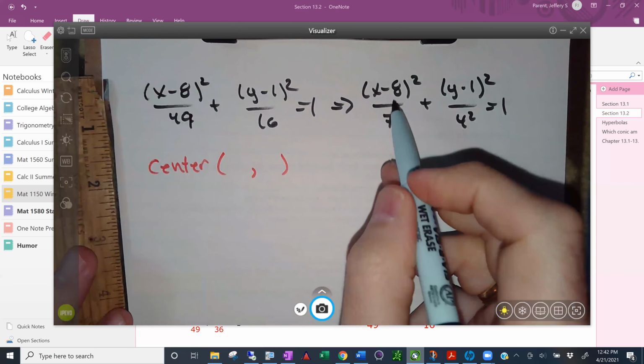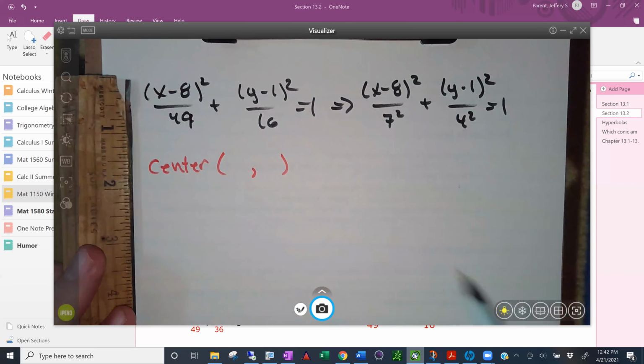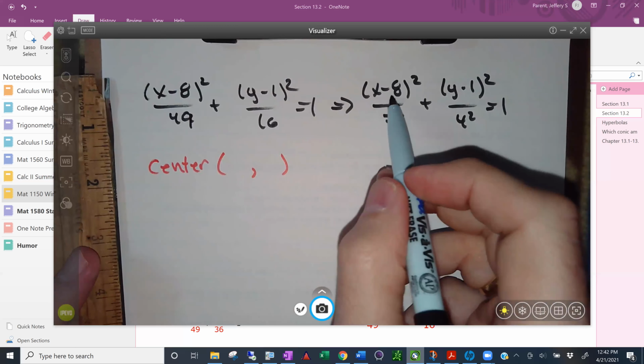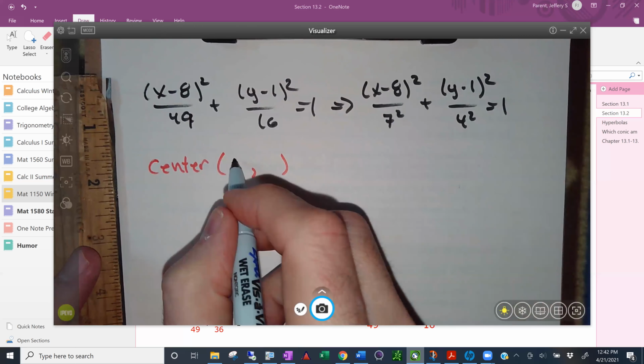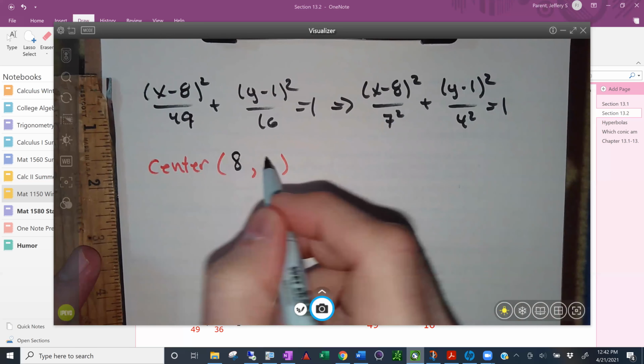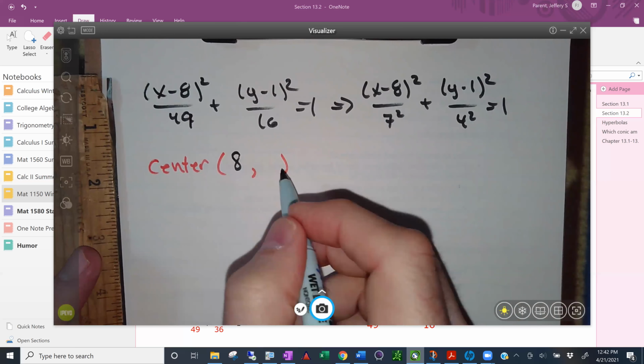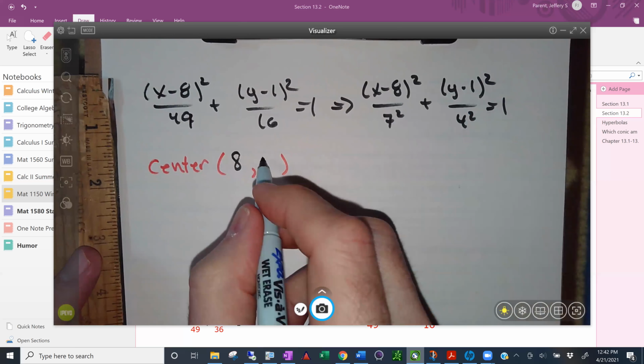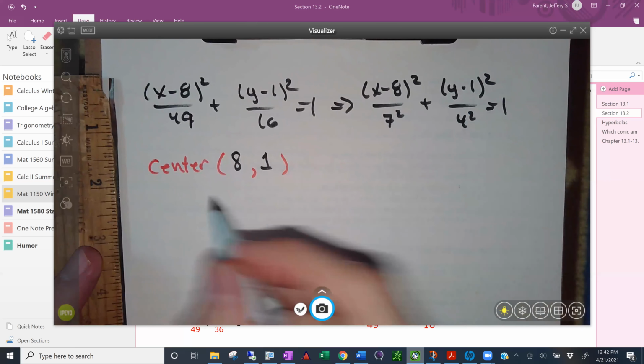Is the center 0, 0 anymore? Nope. What makes the square term here equal to 0? What value for x? 8. Excellent. Thank you. And Robert, keep going. What makes the y term equal to 0? 1. There's your center, 8 and 1.